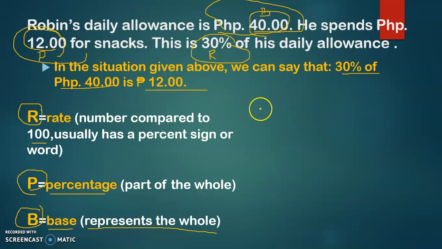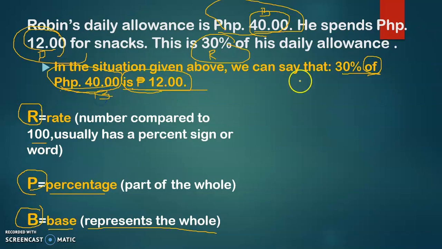Okay. Another one. Ito, may medyo trick. Usually, percentage ay katabi ng word na is. And usually naman, but not always, ang ating base ay after ng word na of. Kaya 30% of 40. Tabi ng of, after ng of is 40. So that is the base.